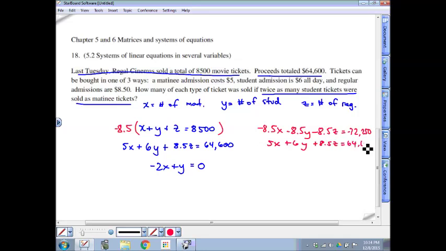The middle equation stays the same. When I combine these, the z's cancel. I get negative 3.5x minus 2.5y is equal to negative 7,650. So now if I take this result and combine it with this result, I'm just going to move this equation over to here.